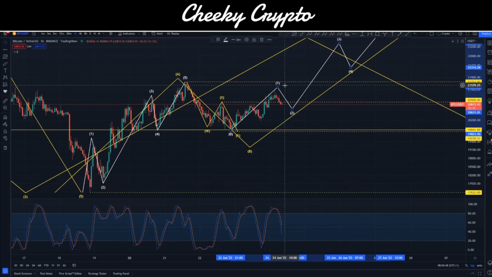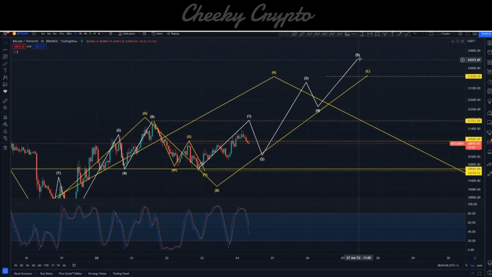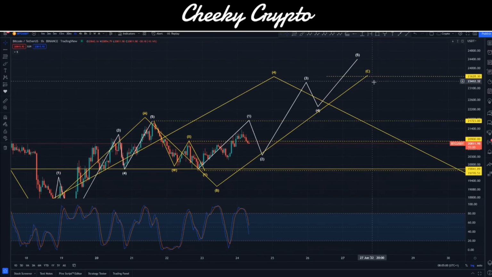Okay, so if we can do that, then essentially what we'd have here is potentially a 5-wave structure inside our little wave 1, and then we'll pull back into a wave 2, which could be quite steep, and then we'll surge up with 3, 4, and then finally hit 5. Now, our expectation on this is 23,628 approximately, but again, that can fluctuate and change.